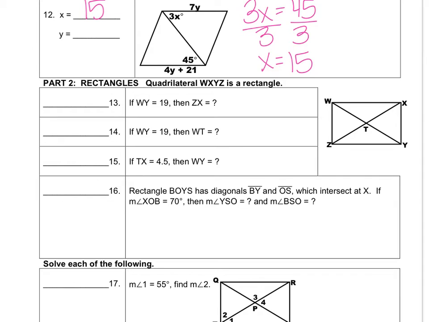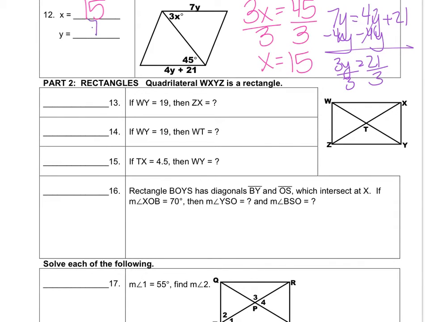Okay, and then for y, you have side lengths. Those are going to also be equal. So you have 7y, and I know they're equal because it's a parallelogram. Opposite sides are equal, equals 4y plus 21. Move your smaller variable. So you have 3y equals 21, and when you divide by 3 on both sides, you get y equals 7.